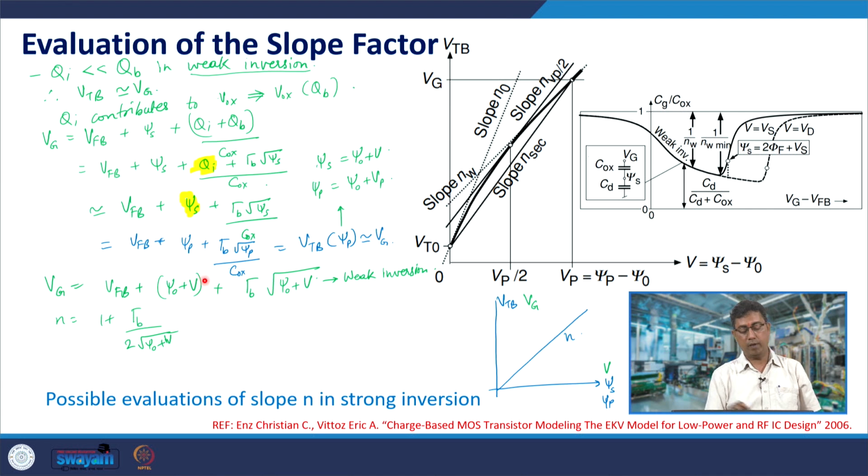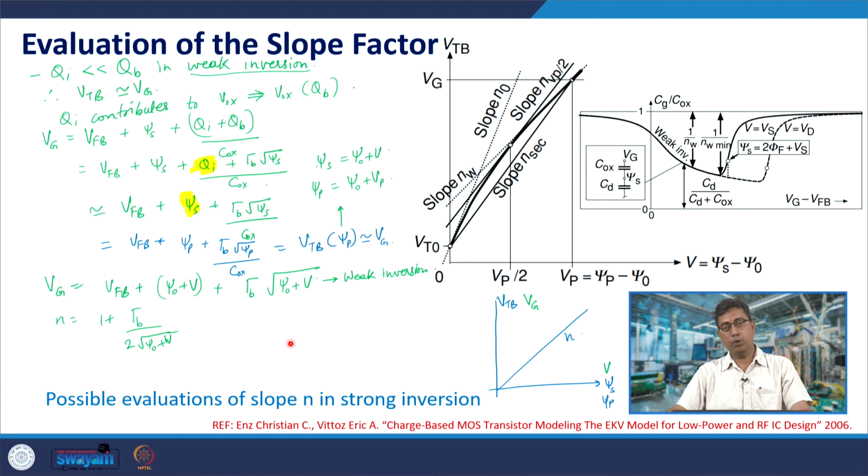So this is chi s. If we are operating in weak inversion and have values of surface potential chi s very close to chi p, the pinch off surface potential, in that case Vg versus V would essentially look with the same slope as Vtb versus chi s. So in weak inversion, I want to extract the slope of Vg versus V, which would give me the value of the slope factor, and I would like to do this very close to pinch off.